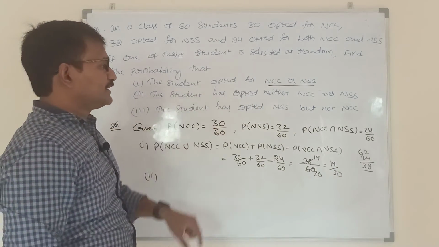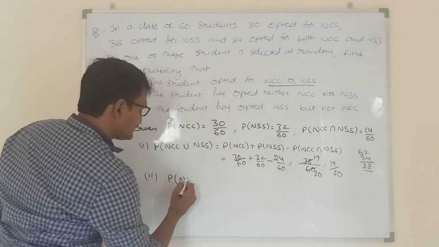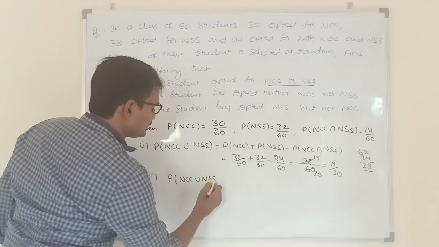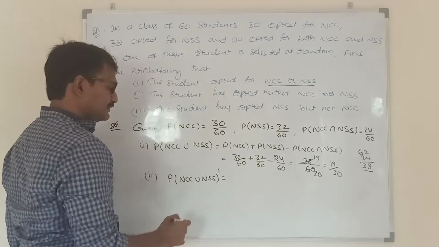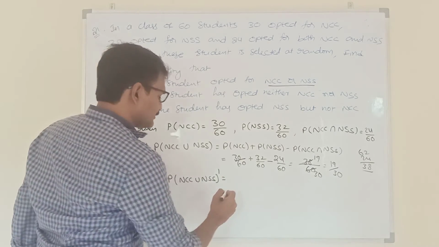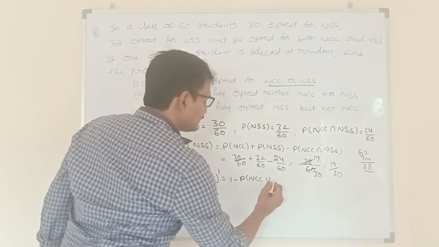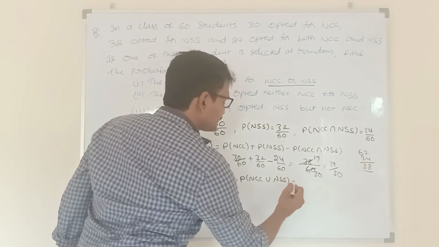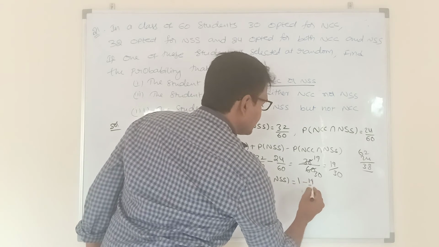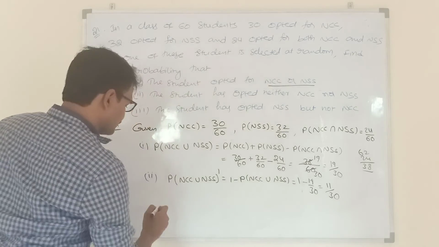Second question. The student has opted for neither NCC nor NSS. Neither NCC nor NSS means the complement of NCC or NSS, where this is or. If you take the complement, it becomes neither. So 1 minus P of NCC or NSS. So 1 minus 19 by 30. That means 11 by 30. That is the second question.